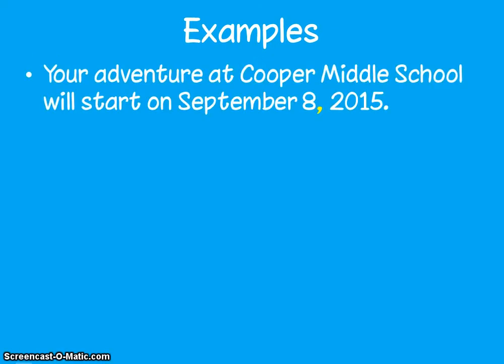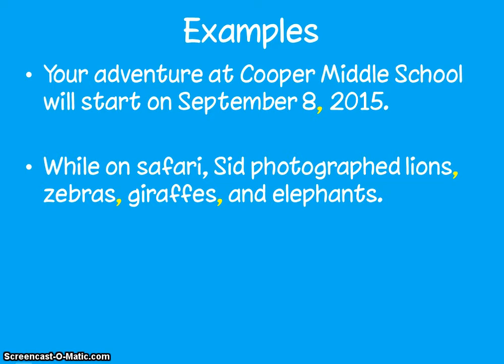Let's look at some examples. So your adventure at Cooper Middle School will start on September 8th, 2015. We need to put a comma there to separate the day from the year. In our next one, we have a list of lions, zebras, giraffes, and elephants. We need to put a comma in between each to separate those items. So while on a safari, Sid photographed lions, zebras, giraffes, and elephants. Do you see how when I read it, I pause at those commas and it helps the reader understand that they are all separate things or items.